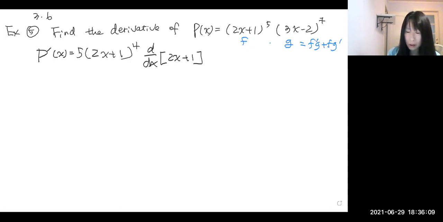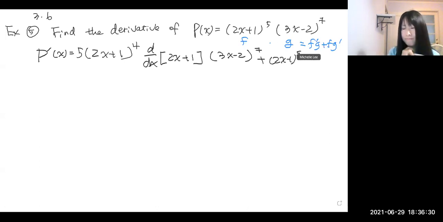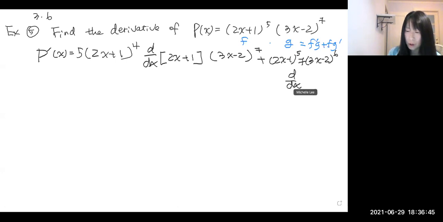Now we do g. G is this one. Then plus f, which is (2x minus 1) to the 5th power, times g prime. Seven times (3x minus 2) to the 6th power. Sorry, no space. Very good. Okay.